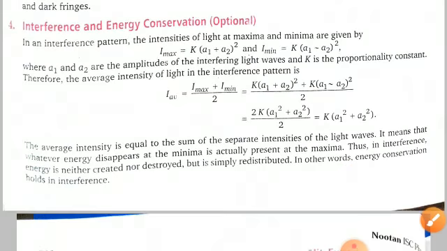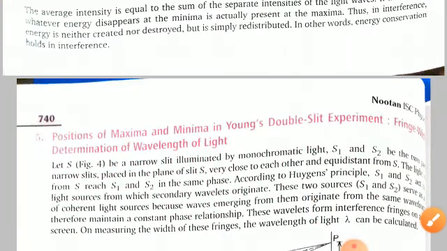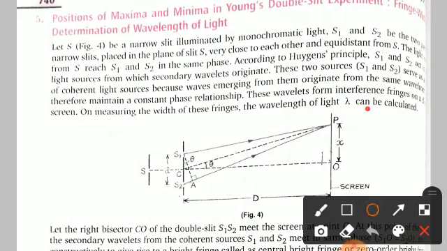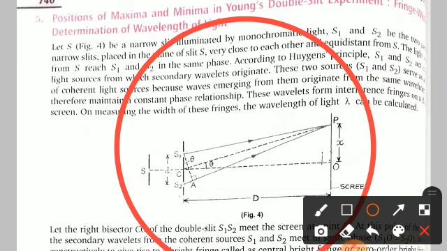Fine. And now we will move to position of maxima and minima in Young's double slit experiment, which is fringe width and determination of wavelength of light. Fine. So, as you can see here from figure number 4, let S be a narrow slit illuminated by a monochromatic light, and S1 and S2 be two narrow slits placed in the plane of slit S, very close to each other and equidistant from S. Fine. So, here you can see this is the figure. The light from S reaching S1 and S2 is in the same phase.